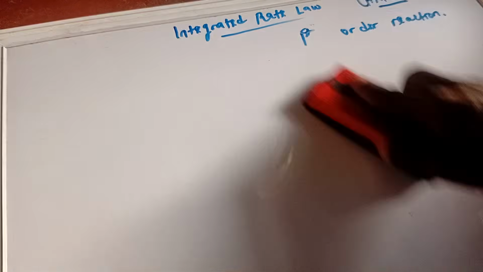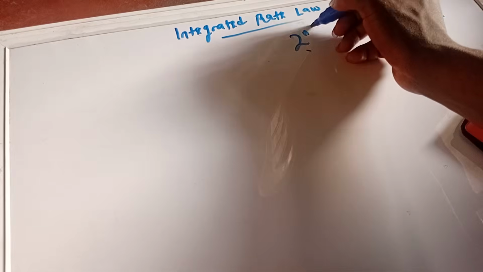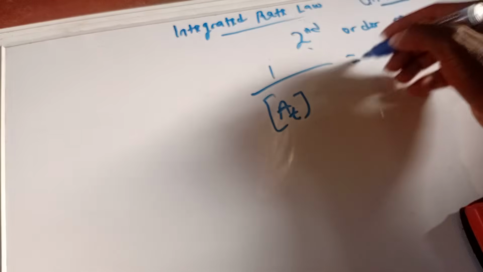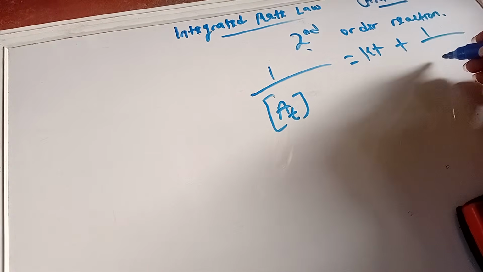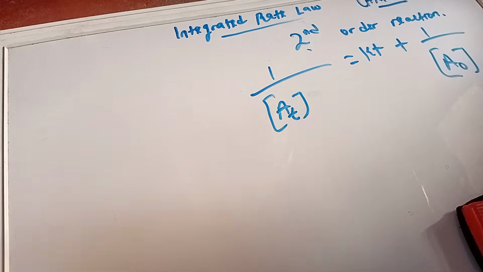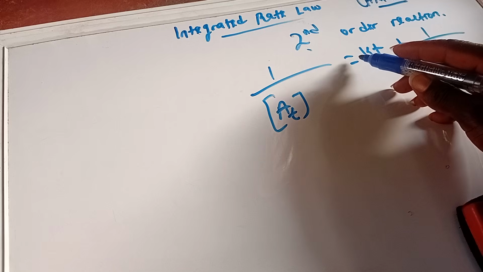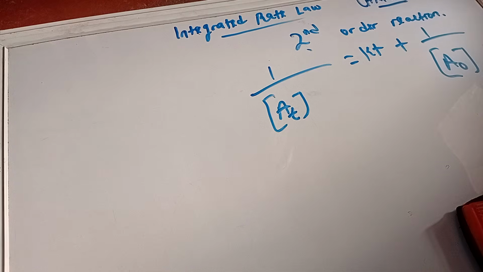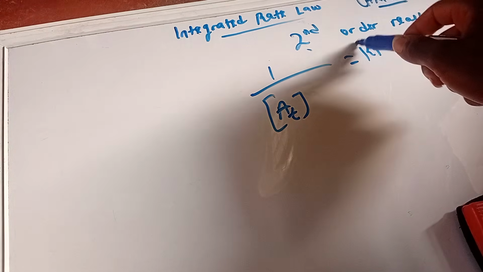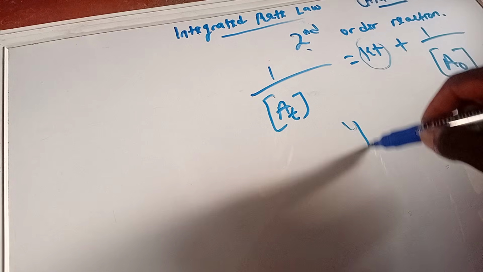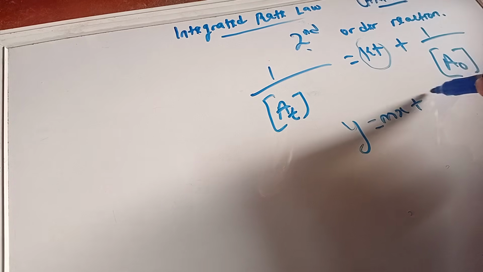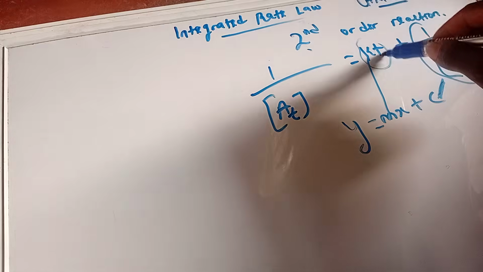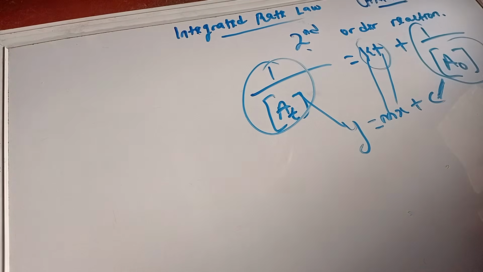Now, second order. For the second order, we have 1 over the concentration of A_t equals kt plus 1 over A naught. There's no negative here for the second order, and there's no ln. We only have the inverse. It's just like the zero order, but the inverse, and this one does not have a negative. You can also liken it to y equals mx plus c. 1 over A naught is your intercept c, your k is your m, your t is your x, and the whole 1 over A_t is on the y-axis. So that's that.